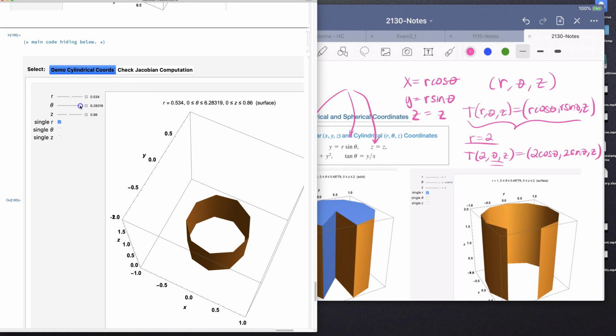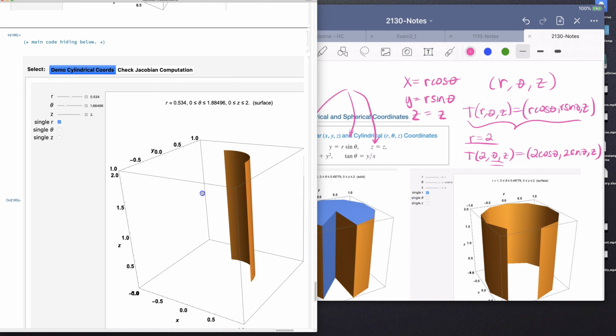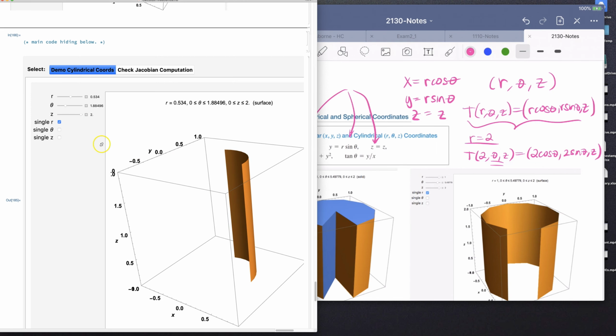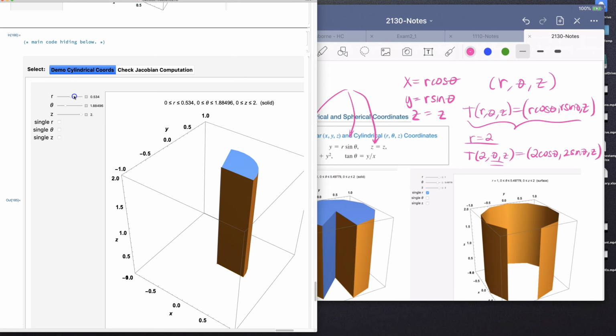And theta and z are the only things that can change. Theta changes and z changes, right? And now we have just part of the outside of a cylinder, just a cylindrical shell. If the radius is now allowed to move again, so all three variables are allowed to move, we're going to have a solid cylindrical region.